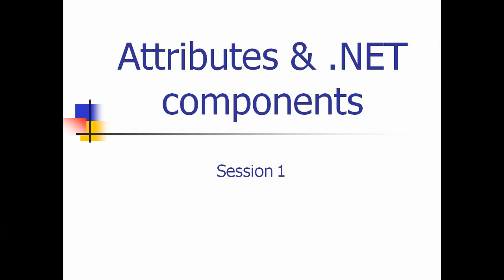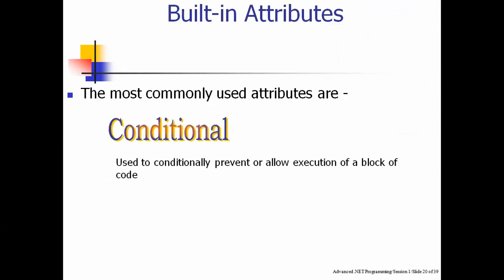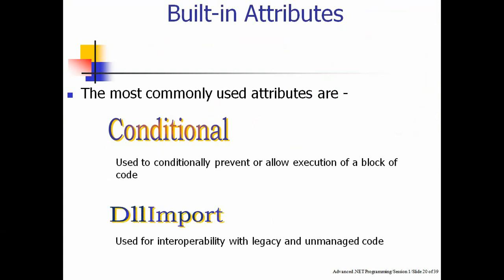In continuation of the previous lecture, I am discussing the attribute, and basically attributes are divided into two parts: the conditional attribute and the DLL import attribute. In the previous class I discussed the DLL import attribute, which is used for interoperability with legacy and unmanaged code. Today I will discuss the conditional attribute, which is the second part of this lecture.